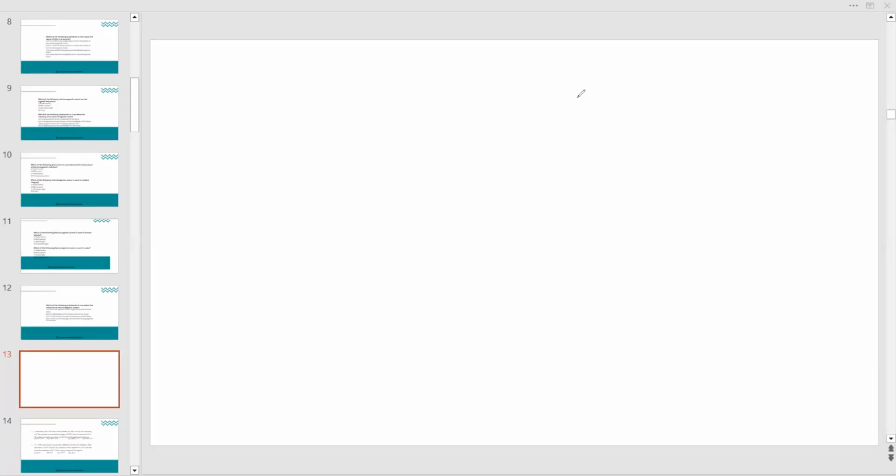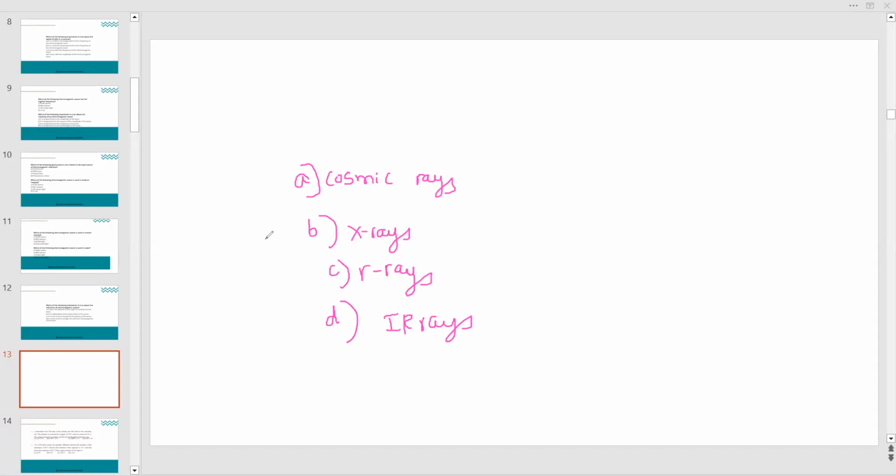The structure of the solid is investigated by using what? Options given are cosmic rays, X-rays, gamma rays, and IR rays. Which are used in the investigation of solids? X-rays can be used here. So option B is the correct answer.